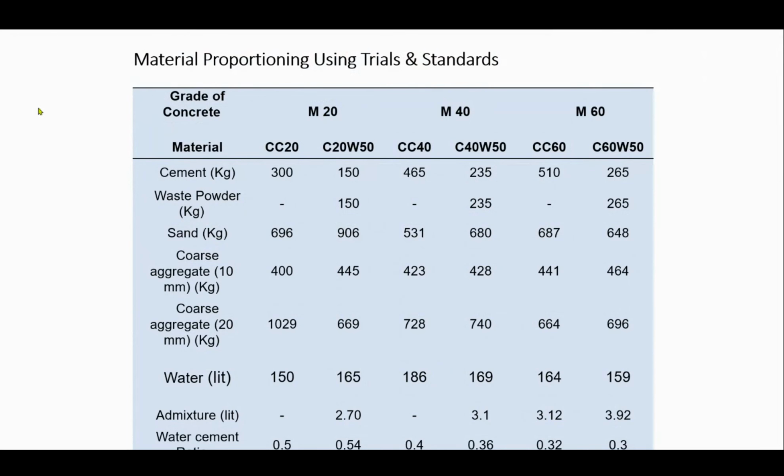Here you can see that CC20 means conventional concrete, the concrete we make from natural resources. C20W50 means concrete of 20 grade but with waste at 50% replacement. CC20 is conventional concrete of 20 grade, and this is concrete of 20 grade with 50% waste. Conventional concrete means the ingredients we use naturally, like sand, cement, aggregate, whatever we use in traditional concrete. This is conventional concrete of 40 grade, meaning strength after 28 days will be 40.